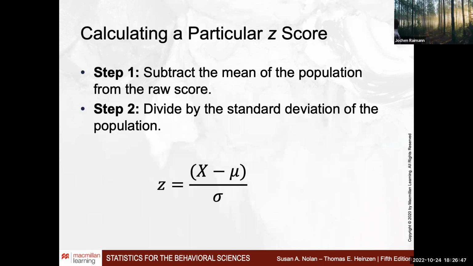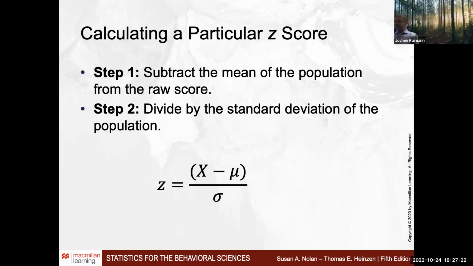So X here is the individual score. The individual score X minus your mean mu. Also, please remember that when you have a mean for a sample, you have an M or an X bar with a bar on top. If you have a mean in a population, you have a so-called mu. That's the Greek letter mu. If you have a standard deviation in a sample, you have an S or an SD. If you have a standard deviation in a population, you have a sigma. So this is important to keep in mind.